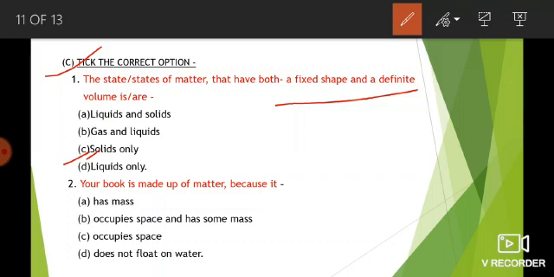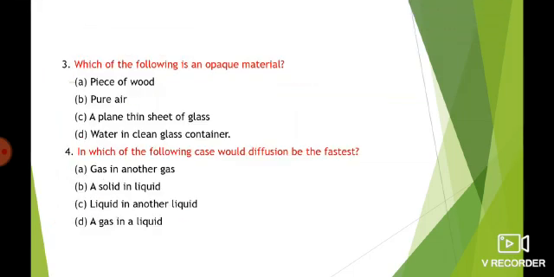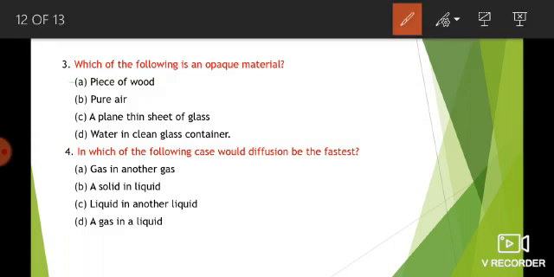Second, your book is made up of matter because it has mass, occupies a space, does not float on water. So we know very well matter is that which has some mass and which occupies a space. So answer is option B. Number 3. Which of the following is an opaque material? Piece of wood, pure air, a plain thin sheet of glass, water in clean glass container. Answer is piece of wood.